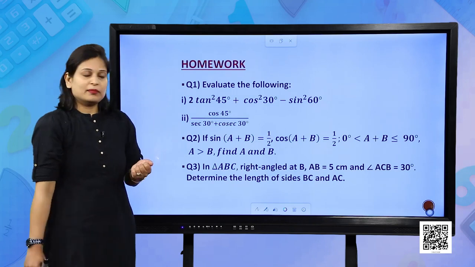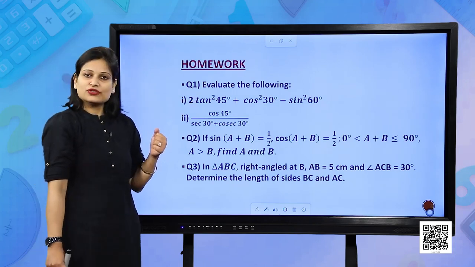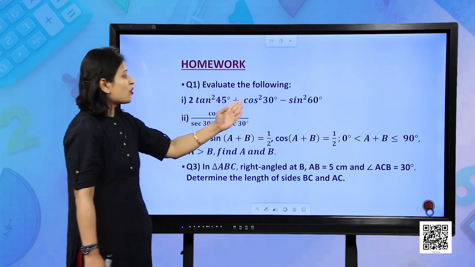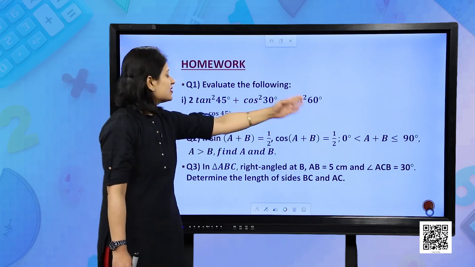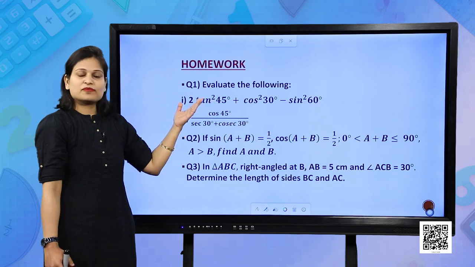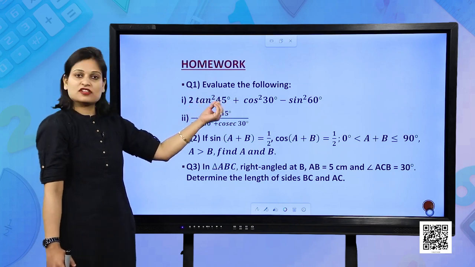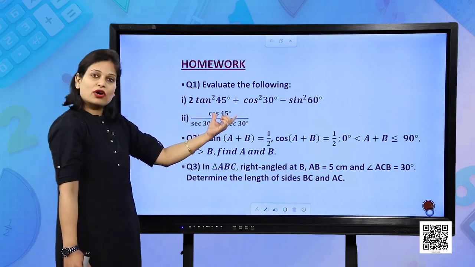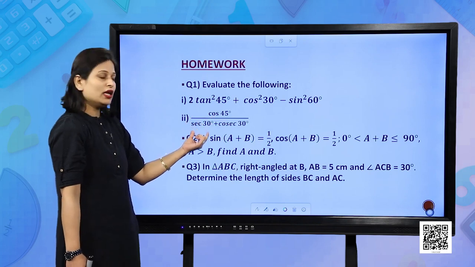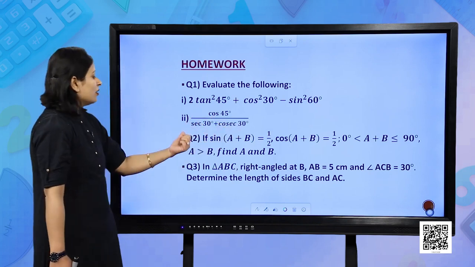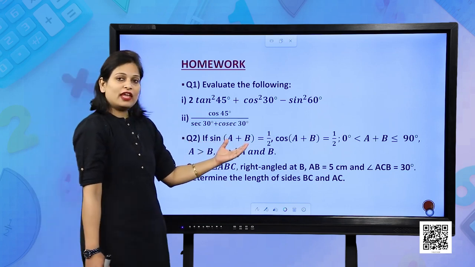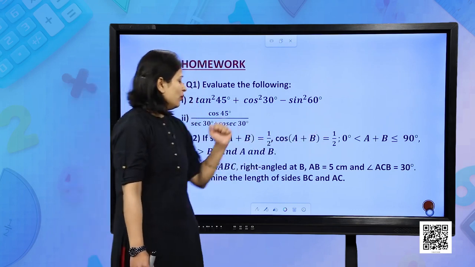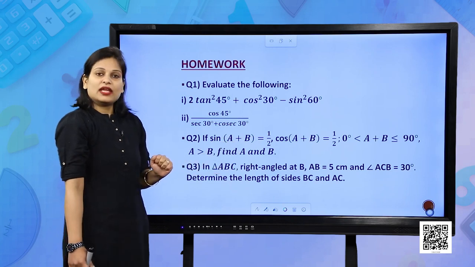This is your home assignment. Question number 1, you need to evaluate the following: 2 tan square 45 degree plus cos square 30 degree minus sin square 60 degree. You have to simply substitute the values of these trigonometric ratios with respect to the angles given and calculate it. Second part, cos 45 degree divided by secant 30 degree plus cosecant 30 degree. Second question, if sine of (a + b) is given as 1 by 2, cos of (a - b) is given as 1 by 2, you need to determine the values of a and b.